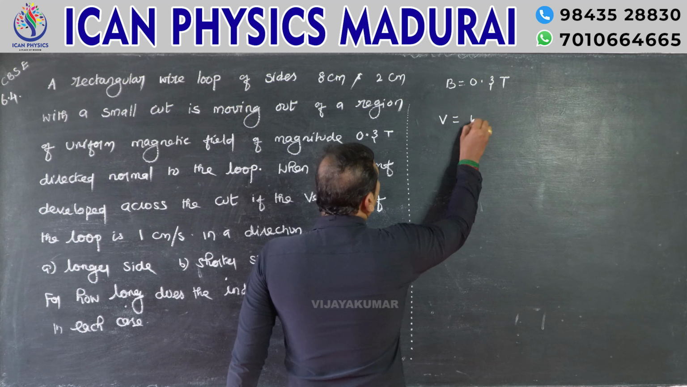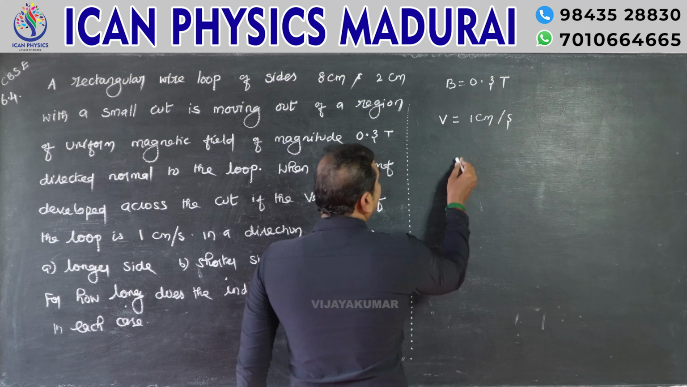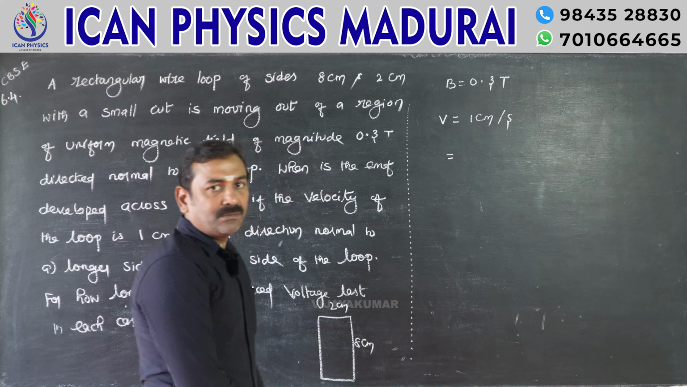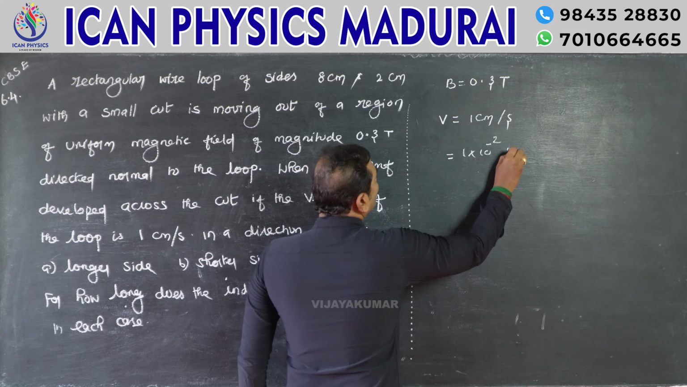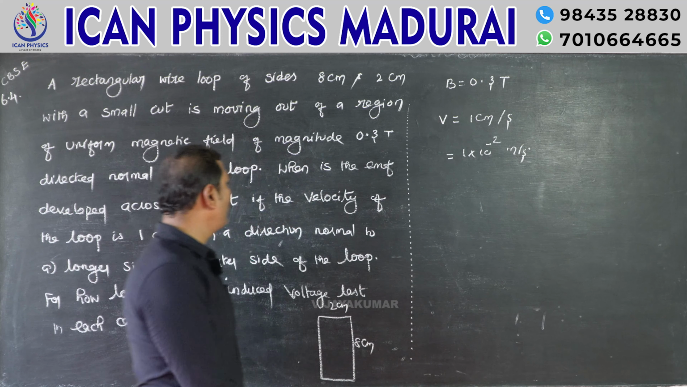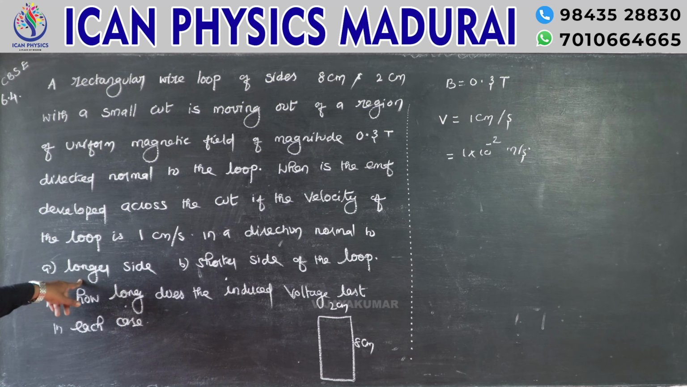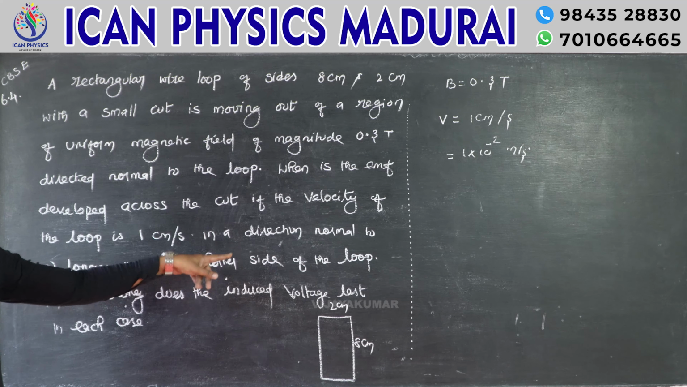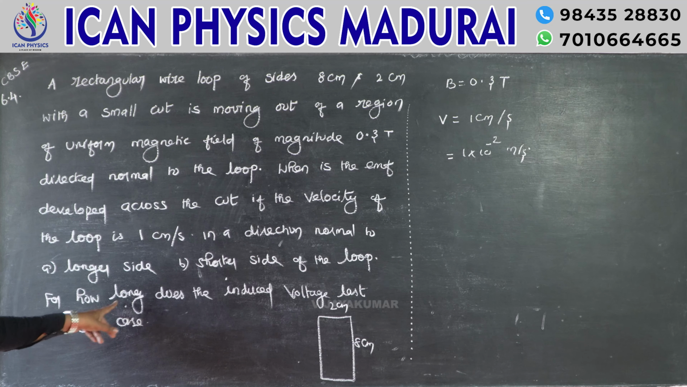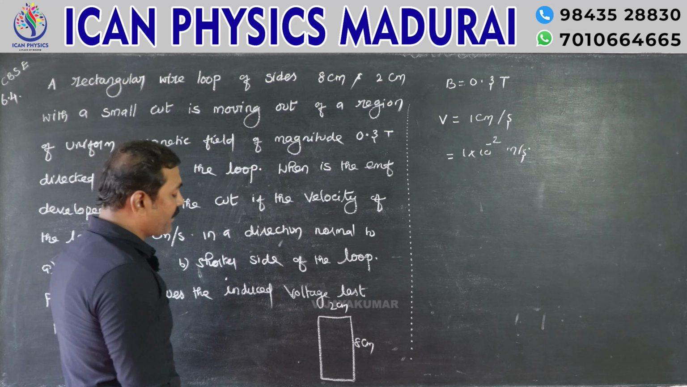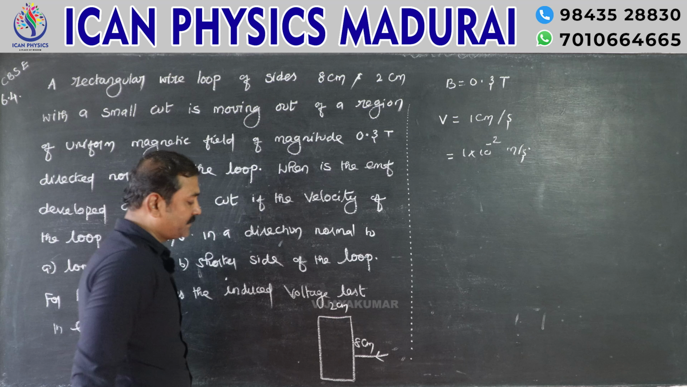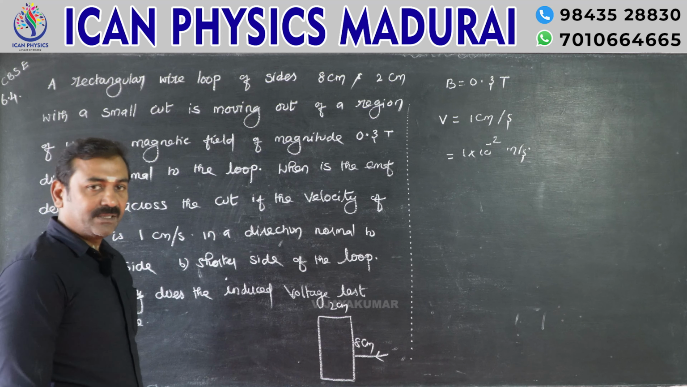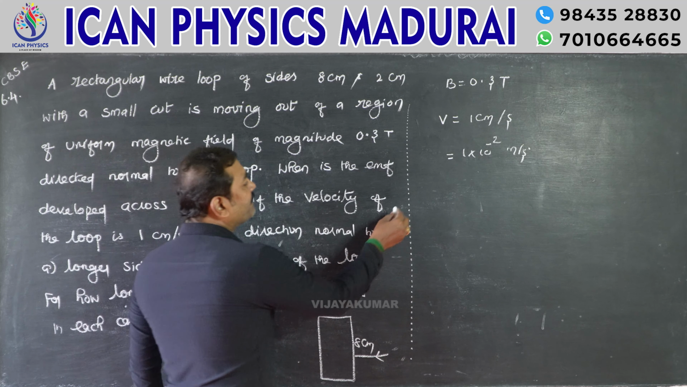So, velocity equal to 1 centimeter per second. Now, convert the centimeter into meter. So, it is multiplied by 10 to the power minus 2, so 10 to the power minus 2 meter per second. Okay. A longer side and a shorter side of loop. For how long does the induced voltage last in each case? Now, I am applying the force normal to the longer side. So, what about the EMF developed?